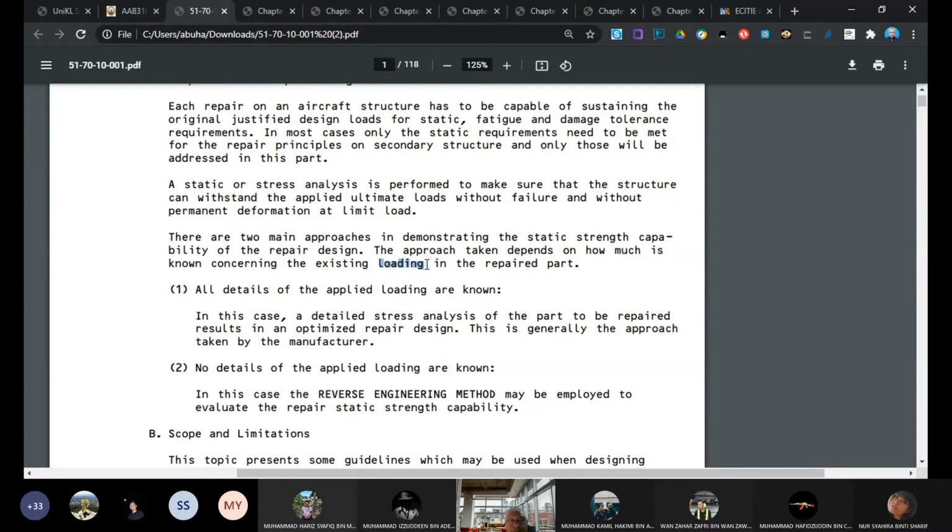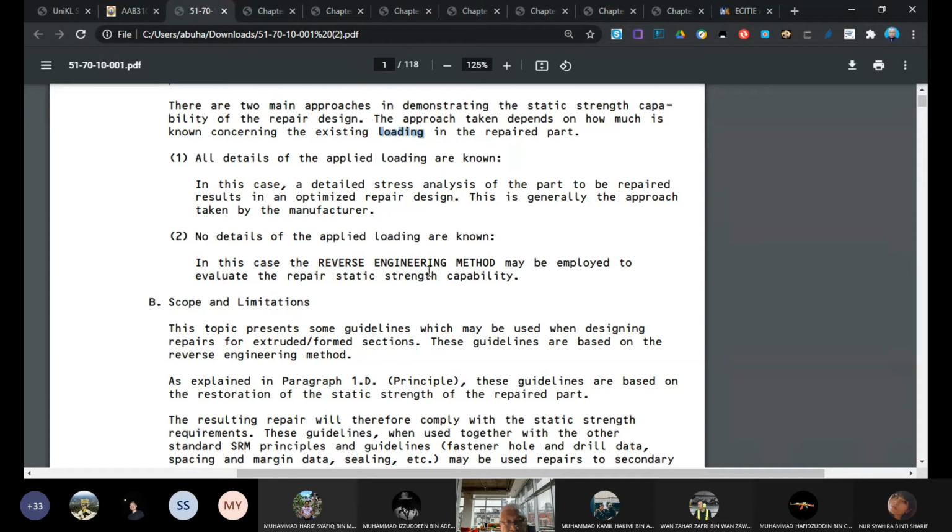Scope and limitations. The topic presents some guidelines which may be used when designing repairs from extruded or form section. These guidelines are based on the reverse engineering method. So most of it you will see extruded or form section. There are, I think, around 11 examples given in this manual, and mostly they show you how to design the repair for extruded and form section, because extruded and form sections are the most common form of structure component on the aircraft.